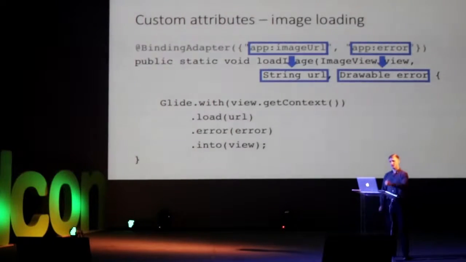Just something you should know: if you define two parameters in your binding adapter, by default they're both required. So if you want to make them optional, then you need to add a flag, requireAll, and set that to false. That's something you should keep in mind.